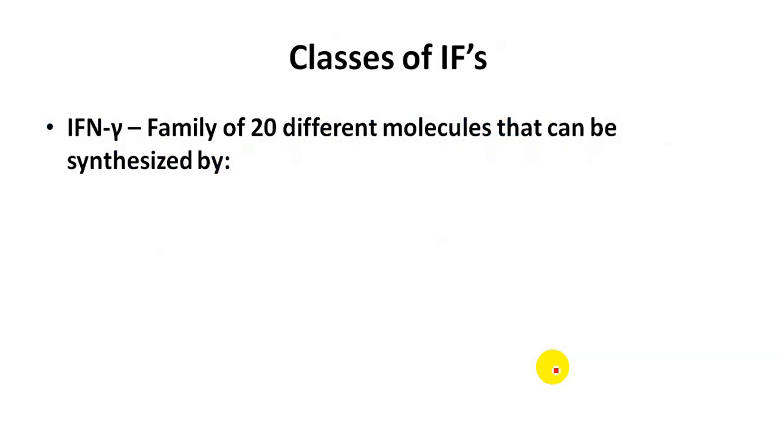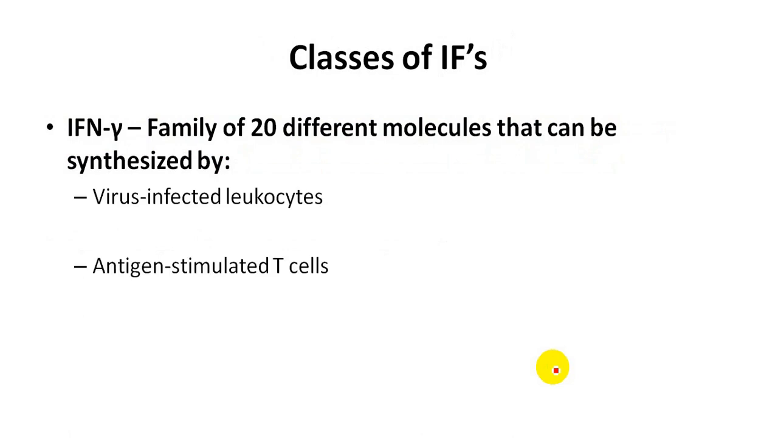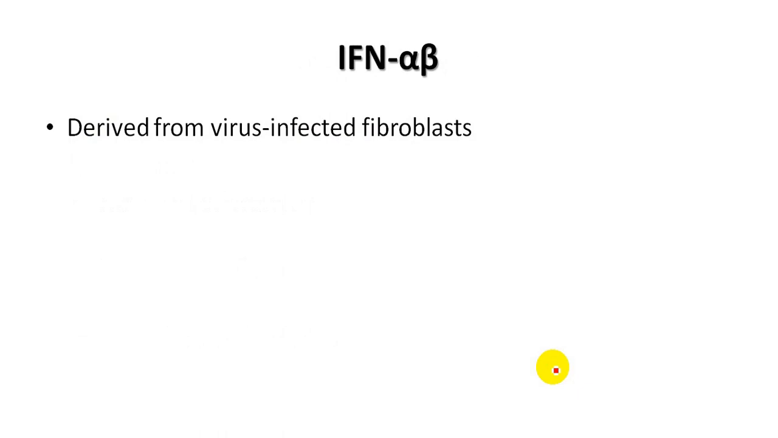Now, what are the classes of interferons? Interferon gamma is a family of 20 different molecules that can be synthesized by virus infected leukocytes, antigen stimulated T cells, and natural killer cells. That was about the interferon gamma family. Now when we come to the interferon alpha beta family, they are derived from virus infected fibroblasts.